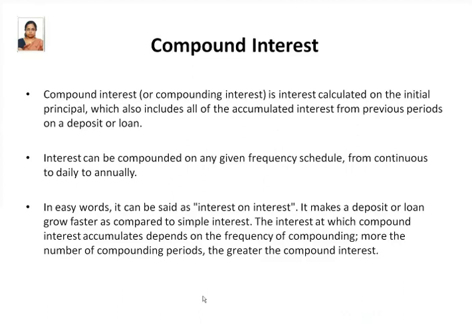Whereas here, the interest and the previous principal are considered together as the overall principal, and the interest is taken on that. In easy words, it can be described as interest on interest. That's what is given here. It makes a deposit or loan grow faster as compared to simple interest. Because interest on interest is also included in this, the amount growth will be much faster compared to simple interest.